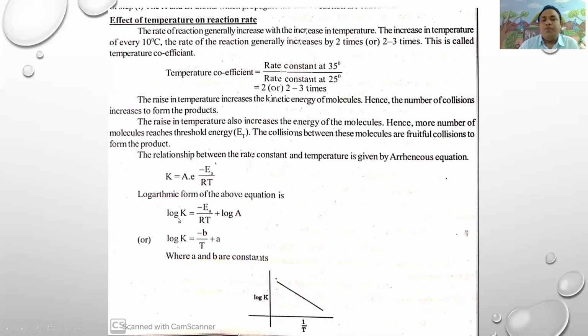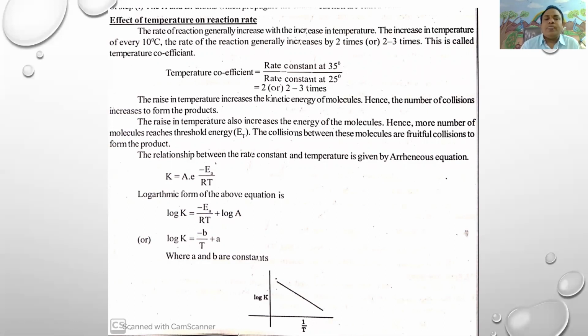While plotting the graph between log K versus 1 by T, a straight line with negative slope is obtained. Here the slope of the straight line equals minus EA by 2.303 R. From this graph, we can calculate the activation energy. EA equals 2.303 into R into the slope of the straight line.